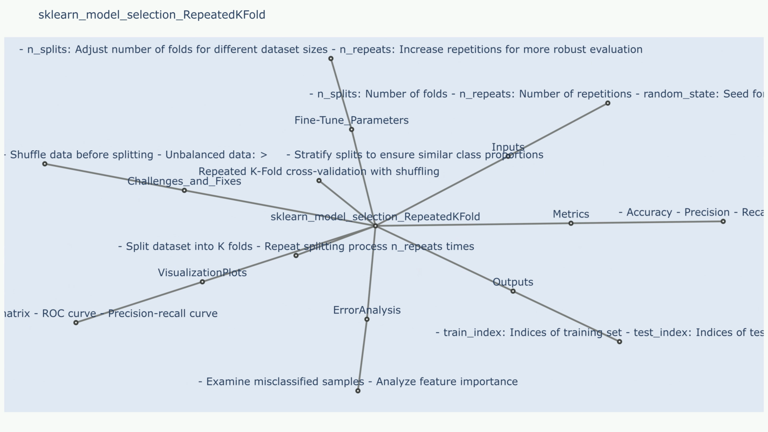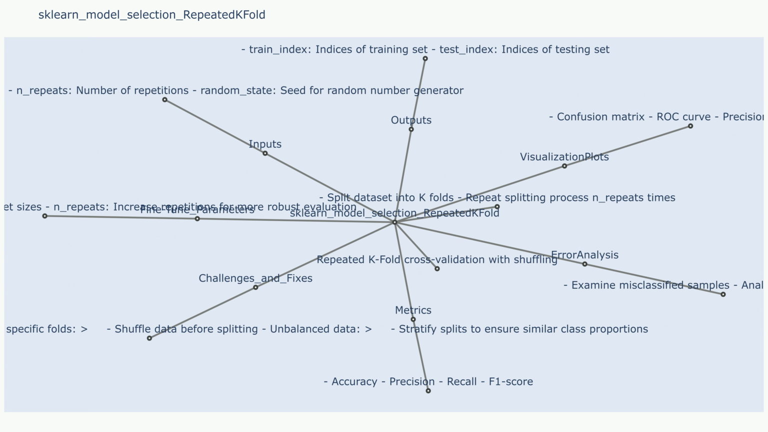Steps. Split the data into K-folds. Repeat the splitting process n repeats times, shuffling the data randomly each time. For each split, return the indices of the training and test sets.